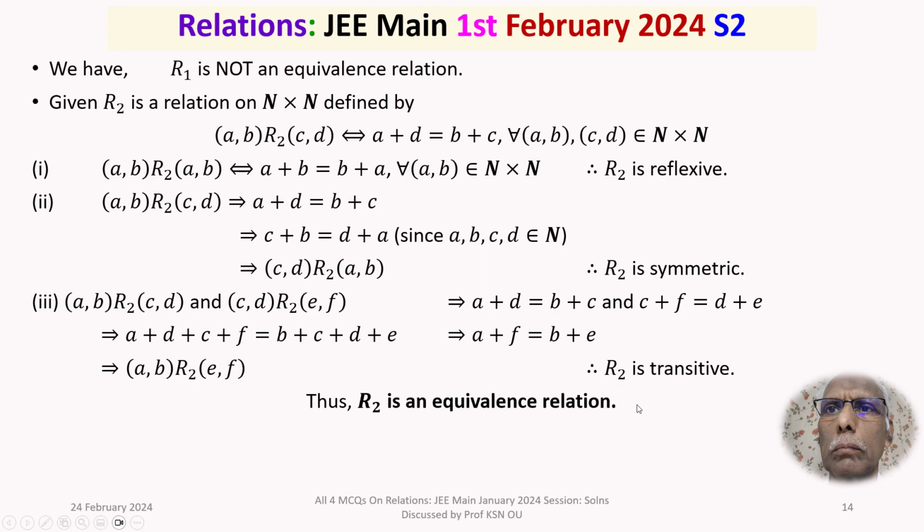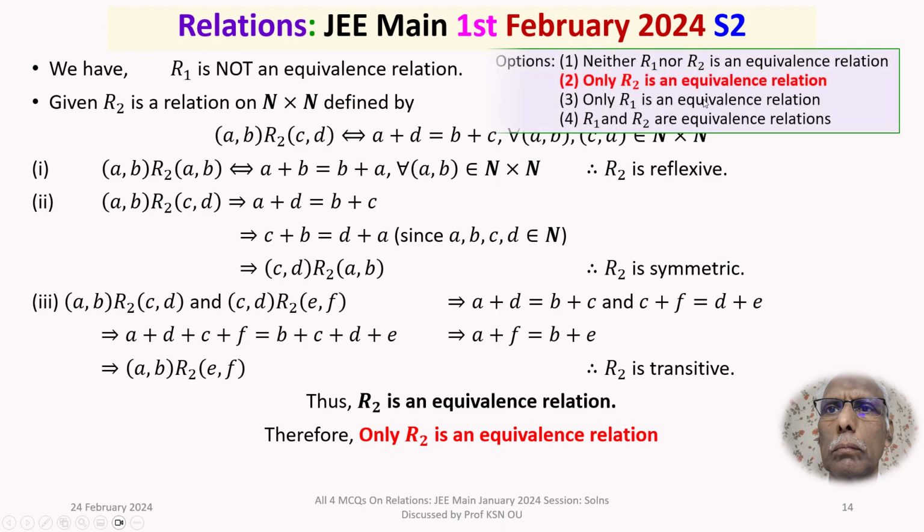So what is it that we have proved? R1 is not an equivalence relation, therefore only R2 is an equivalence relation. So let's look at our options. Our answer appears against option 2. Therefore the answer to this question is option 2.